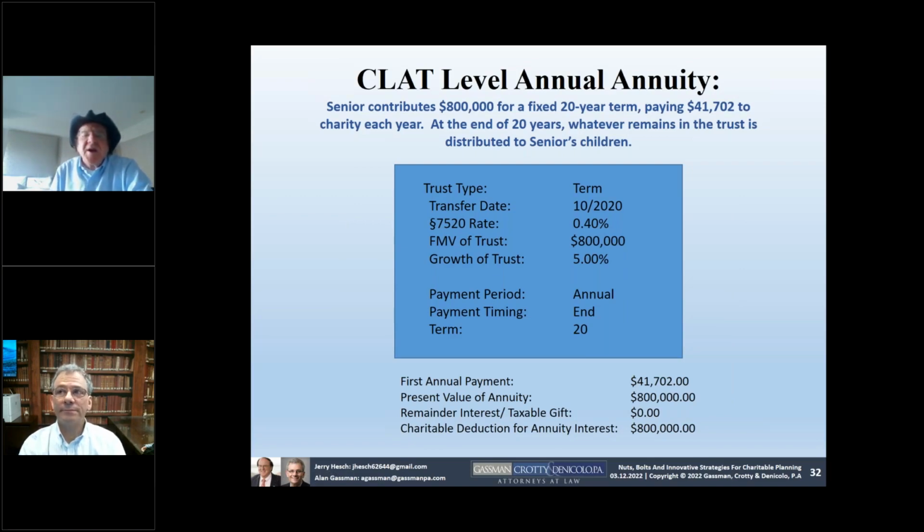So here's an example. Senior has an asset worth $800,000 that's a corporate bond paying $41,702 a year to charity each year. Okay. So let's suppose that the individual puts that into a charitable lead trust, and the present value of $41,000 a year, because it's only assuming it's earning a lower amount, is depleting principal. So the gift to my children of the remainder interest is zero. So let's look at how that works financially in the next slide.